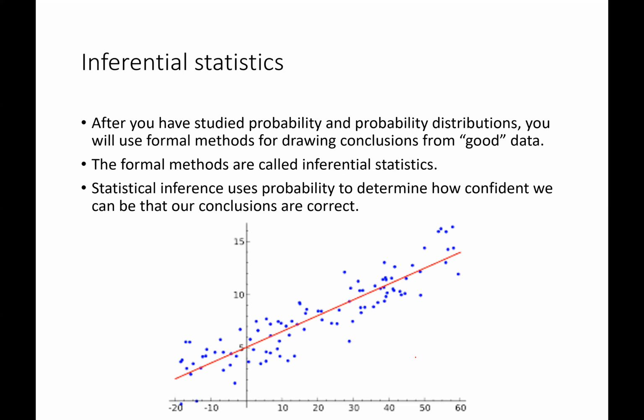Inferential statistics, on the other hand, after you have studied probability, which we will, and probability distributions, which we will, you will use formal methods for drawing conclusions from good data. And yes, there is bad data, a lot of it. The formal methods are called inferential statistics. Statistical inference uses probability to determine how confident we are that our conclusions are correct.